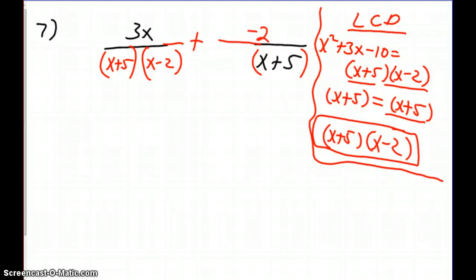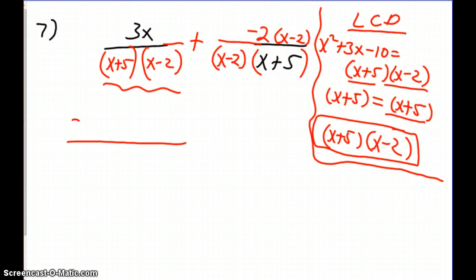Okay, so now if the LCD is x plus 5, x minus 2, the first fraction already has that. We don't have to do anything to it. The second fraction we have to multiply by x minus 2 on the bottom and x minus 2 on the top. Okay, so since we have a common denominator, we can combine them together, and we get 3x plus negative 2 times x minus 2, and then that's over the common denominator, x plus 5, x minus 2.